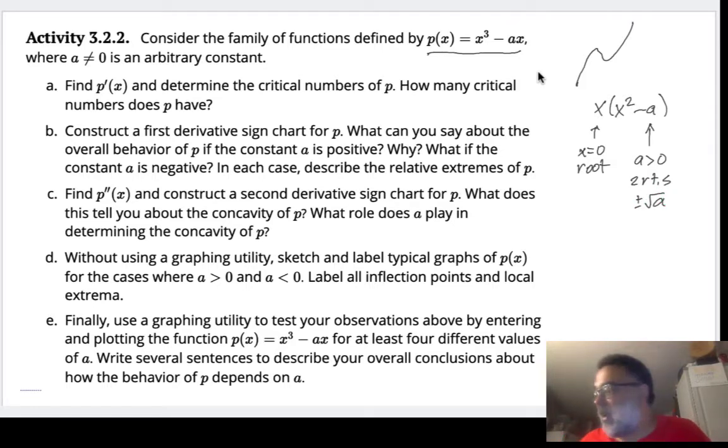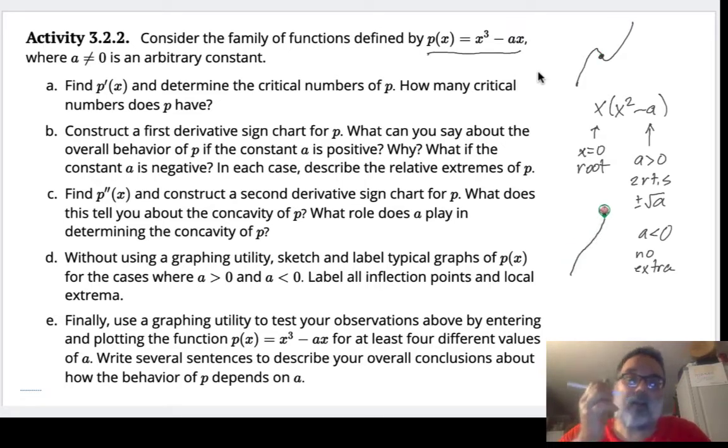If a is negative, I'm guessing that means no extra roots, right? Because there's no number we could put in for x that would make x squared plus 4 0. So we're not going to get any extra roots. So it's only got the one root at 0. So I'm guessing that that means it kind of straightens out.